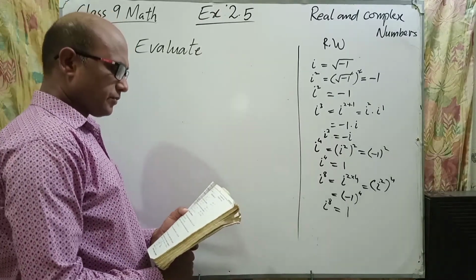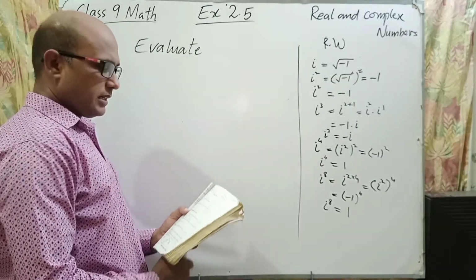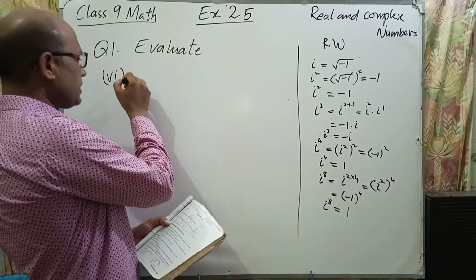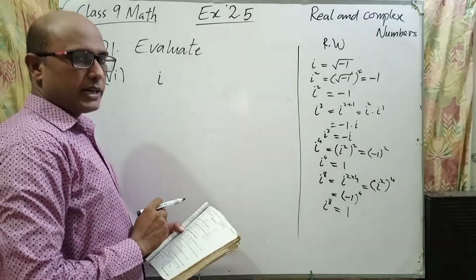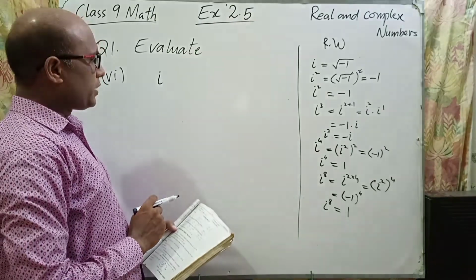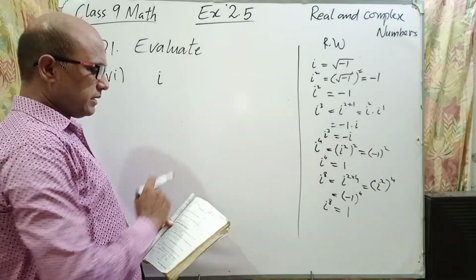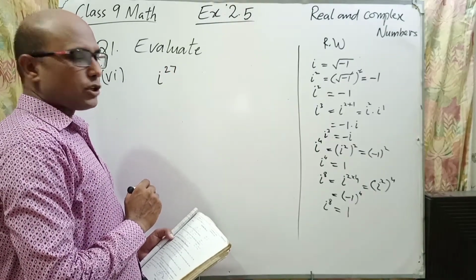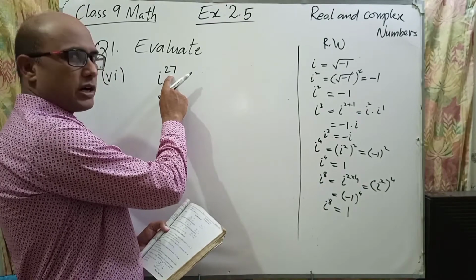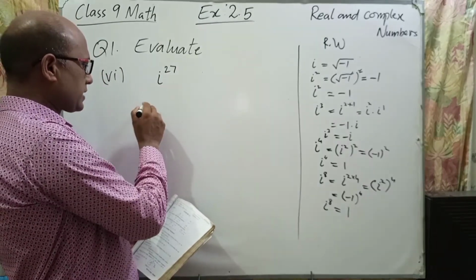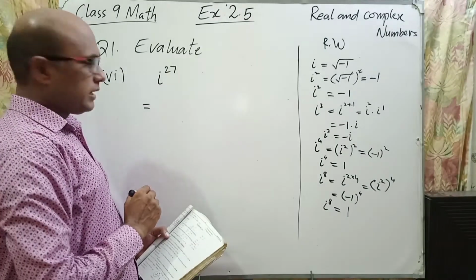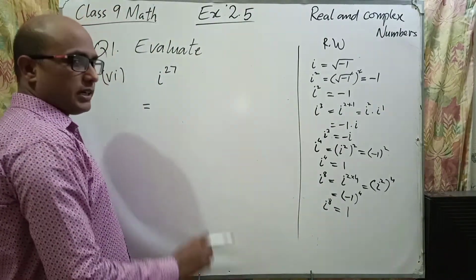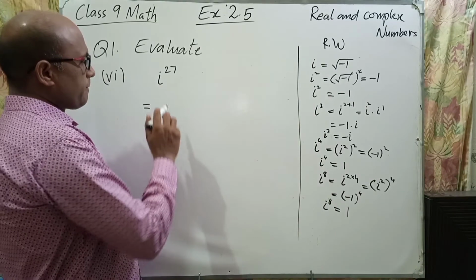Okay students, from these 6 parts, I'll solve the next part, part number 6. In this part, the power of iota or the exponent is an odd number. In case of an odd exponent, students, let me tell you how to solve iota's odd power.